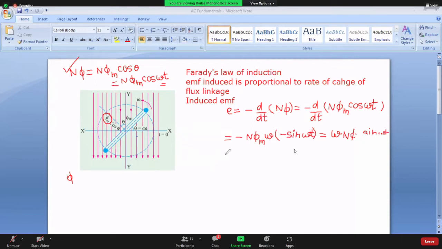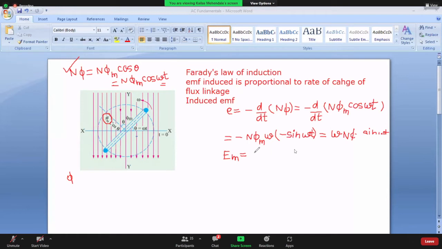Now here we define something called Em, the maximum value of induced EMF. Am I audible now? Perfect. No lag. The lag is there, sir. It's still lagging.